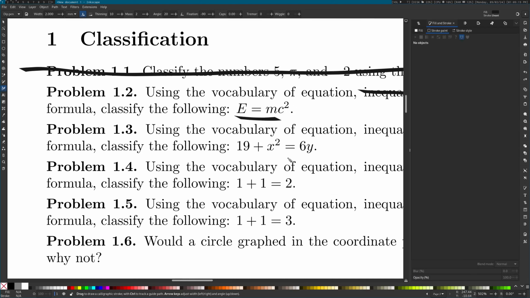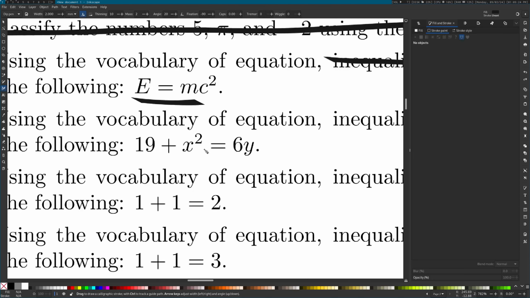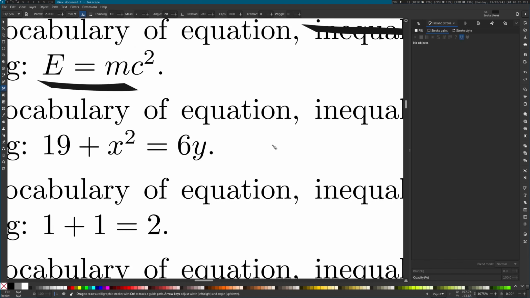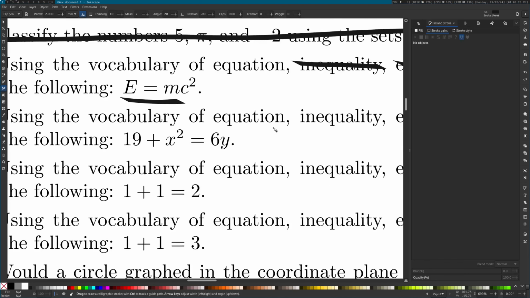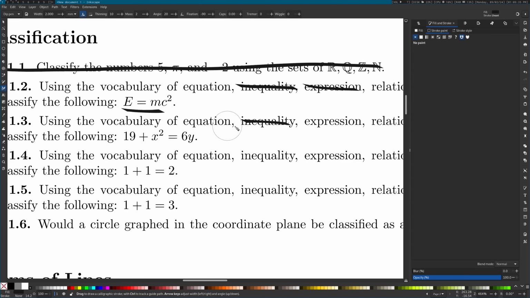Okay, good. Now on to this one. Is this an equation? 19 plus x squared equals 6y. Yeah, it's an equal sign. Is it an inequality? No. Is it an expression?